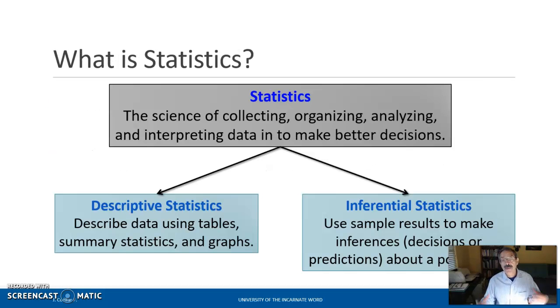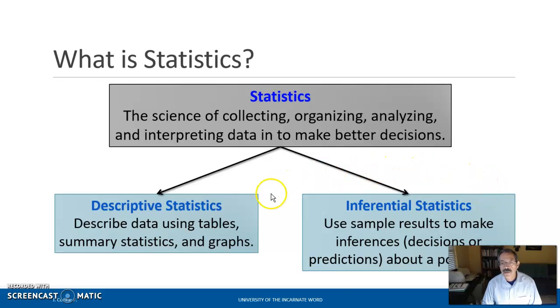Furthermore, we divide statistics into 2 general branches. The first one, we call it descriptive statistics, and that's where we describe data using tables, summary statistics, and graphs. Summary statistics like the mean or the median or the standard deviation. So chapters 2 and 3 are where we will talk about descriptive statistics.